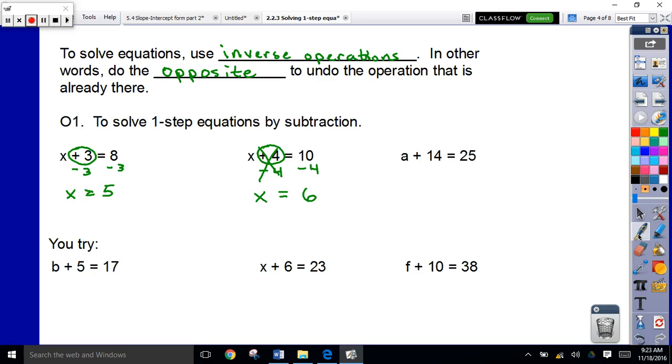Okay. Next one, I have plus 14. So I'm going to subtract 14 from both sides. That gets rid of the 14 on the left side. I'm left with a. Bring down my equals. 25 minus 14 is 11. Okay, next 3 are 3 for you to try. Anybody?